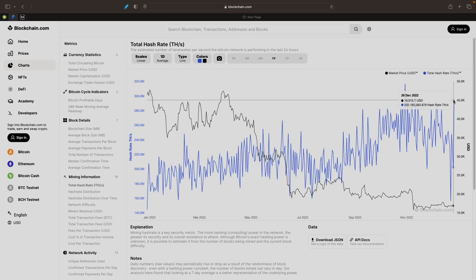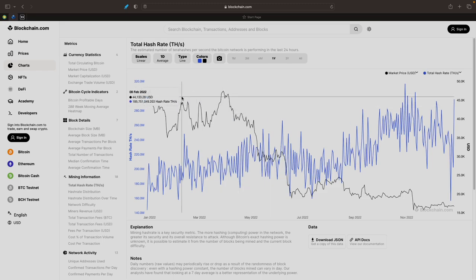The winter storm is pretty much passing by. So things are starting to warm up and less electricity is being used by households, businesses, and things like that, which now allows the miners to turn the machines on again. So that's good news there.